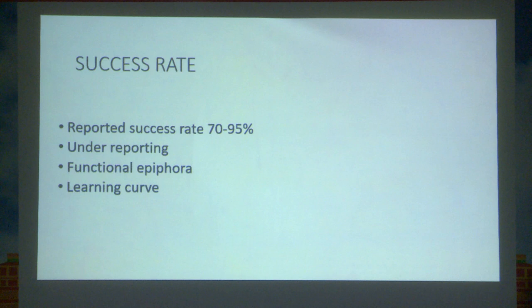Under-reporting is also very important, because we do not report the cases that failed. The functional epiphora should also be included in the failure, because not only anatomical failure is a failure, but functional epiphora is also a failure and should be included. And of course, the learning curve is a very important part, because a beginner can have a higher failure rate than an expert surgeon.